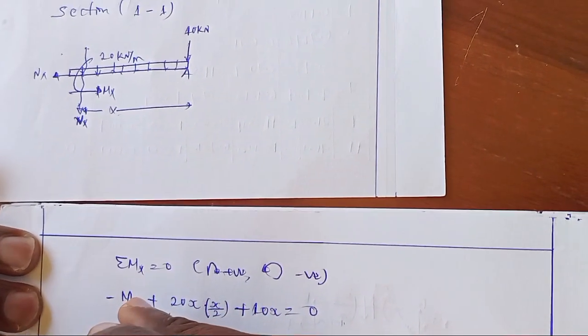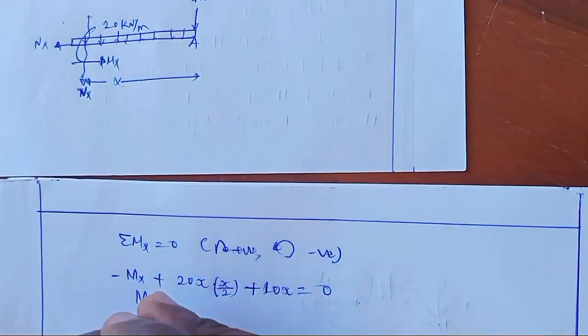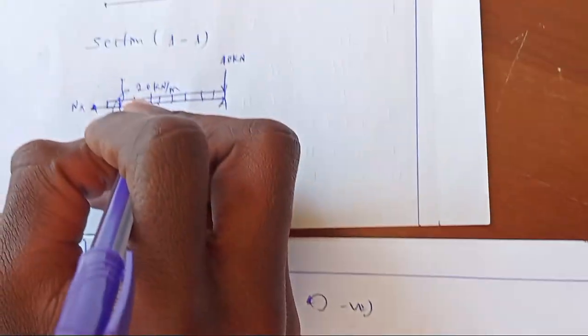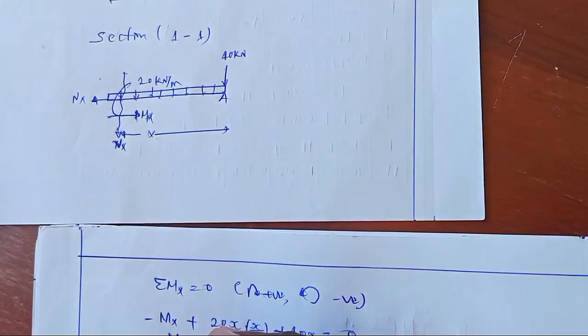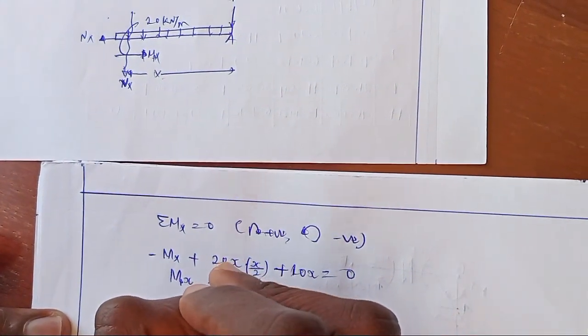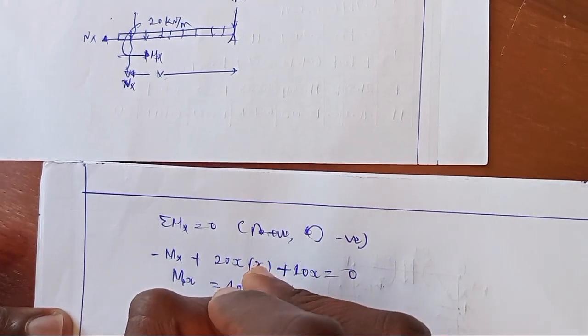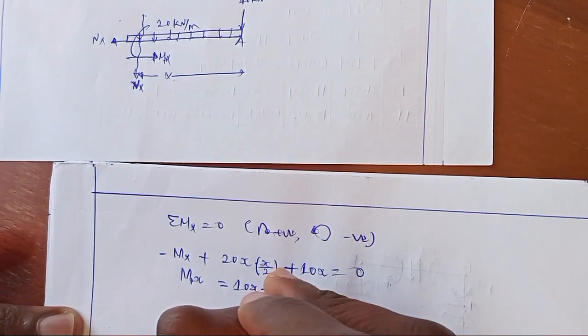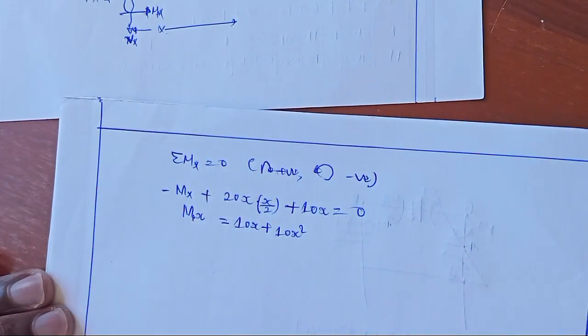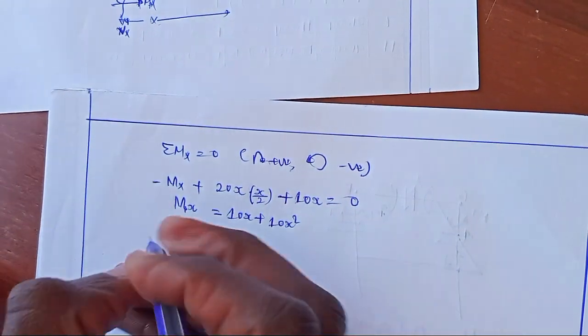Our equation will be, this is the moment due to applied load at point x. The moment due to applied load at point x will be 10x plus 10x square. This is the moment due to applied load at point x.